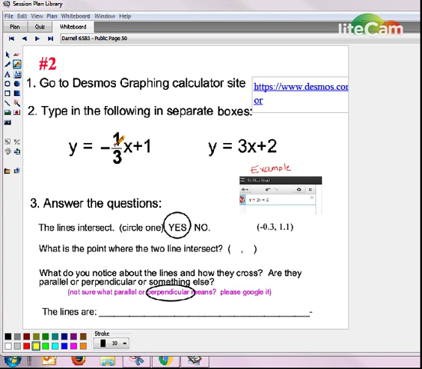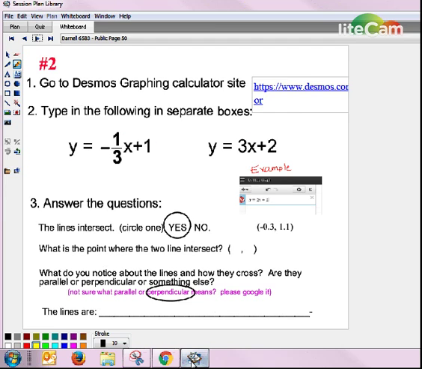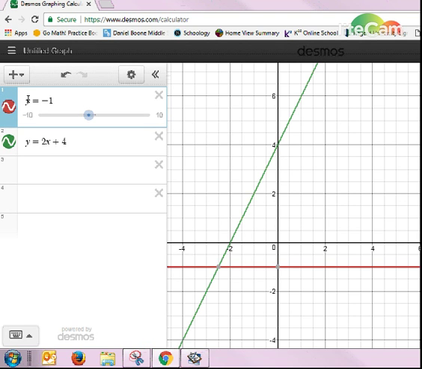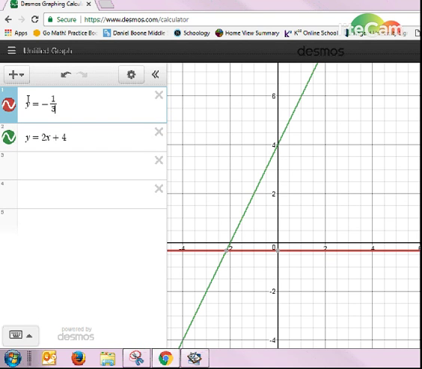Well, what if you have a fraction and a negative? I'll show you how to do that. Let's type this one in and this one in. Y equals negative 1/3 x plus 1. So let's put that in there. Y equals negative 1, use your slash, third. And then arrow over to the right. Use your arrow key on your keyboard. That takes me there. X plus 1.